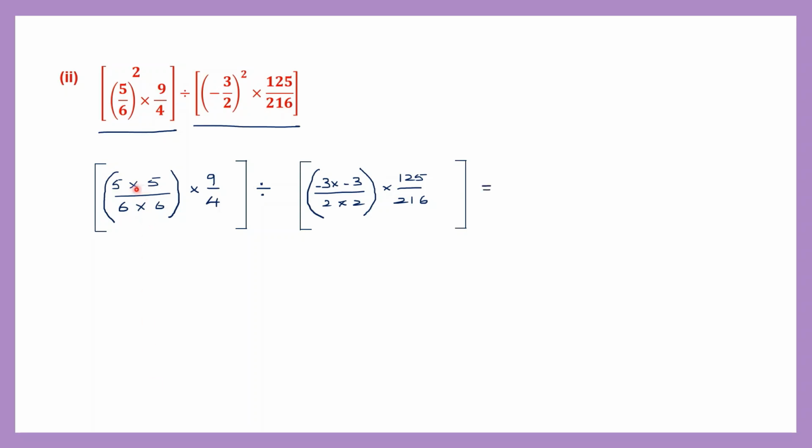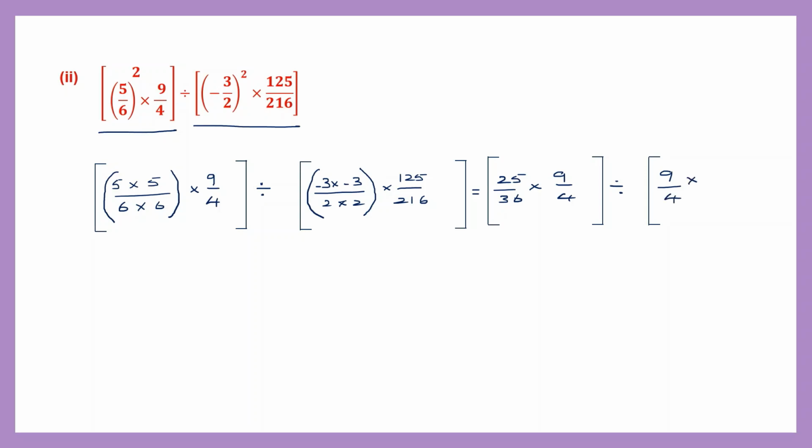Now let's multiply what's within brackets here. 5 into 5 is 25. 6 into 6 is 36. So let's write that. So that will be 25 by 36 into 9 by 4. Close brackets. And then we have division. Then what do we have here in the next thing? Here we have minus 3 into minus 3 and 2 into 2. Now minus 3 into minus 3. Minus into minus is plus. 3 3s are 9. So in the numerator we have 9. In the denominator 2 2s are 4.